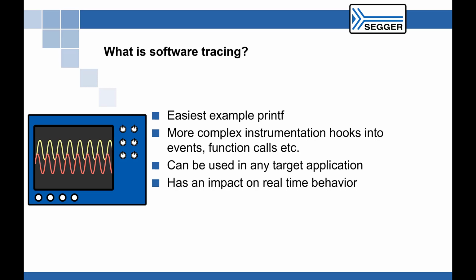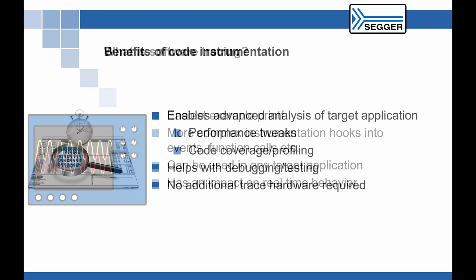On the left, you see a little picture. This should depict a little oscilloscope. I hope you can recognize it, but I like this comparison to an oscilloscope because this is essentially what software tracing, and in this case, SystemView, would be. It is your oscilloscope, but in the end, your oscilloscope is only as good as the probes you're using, and this is something that we'll talk about in the next slides.